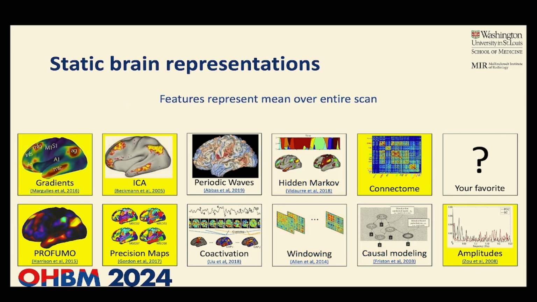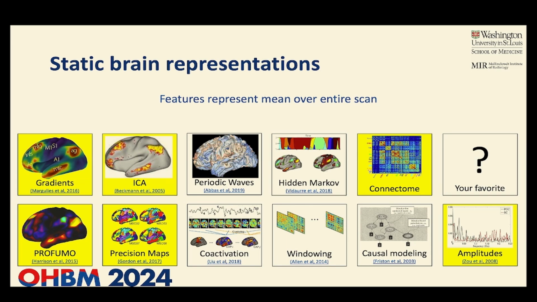Another way in which brain representations differ is whether they're static or dynamic. The ones highlighted here are static. It means that they still take the temporal fluctuations into account, but they estimate one kind of summary set of features, so one network map, for example, or one functional connectivity matrix that represents the mean over the entire scan.